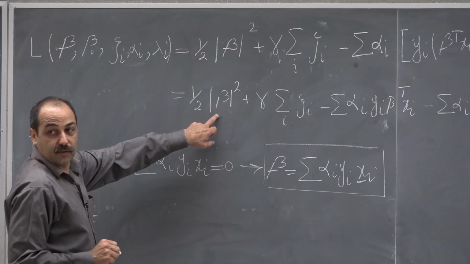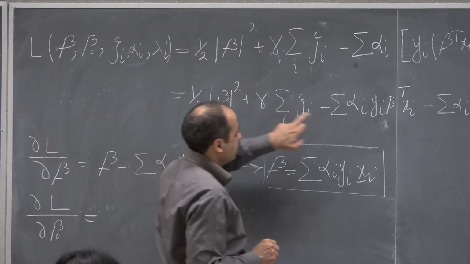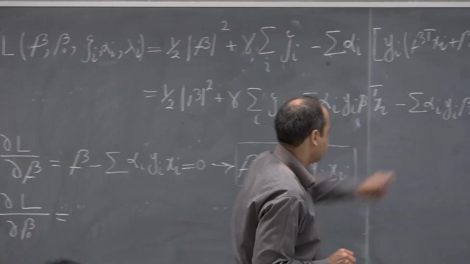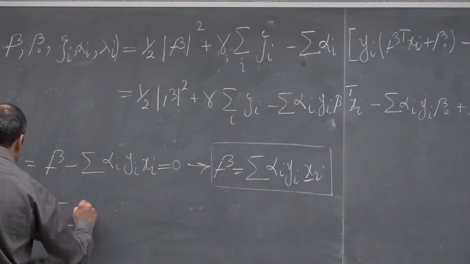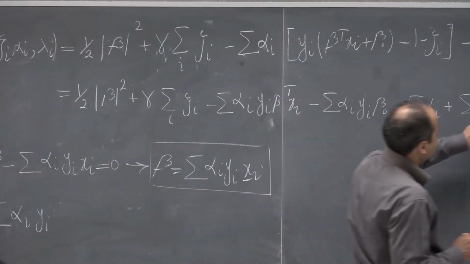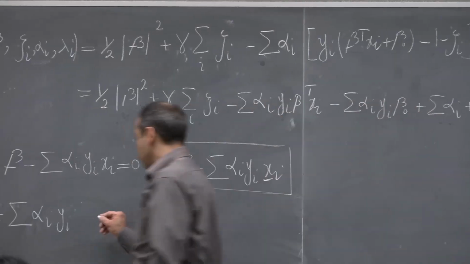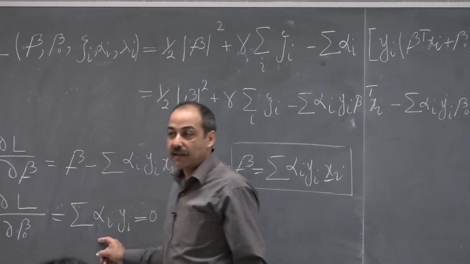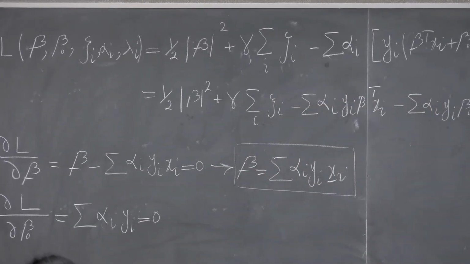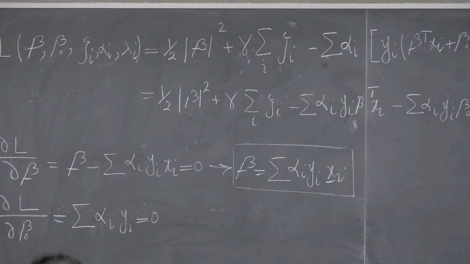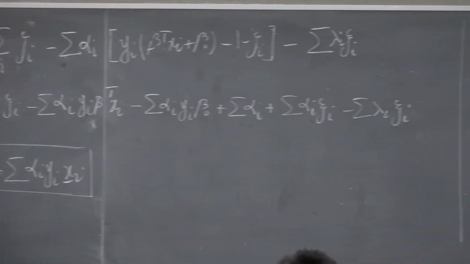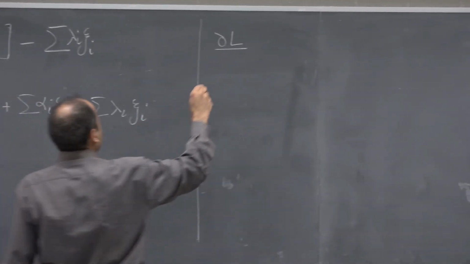This is 0 with respect to beta null. This is 0. This is 0. This is sigma alpha i, yi, 0, 0, 0. This is 0. So we had this also in hard margin. Okay. Take derivative of L. I have a new primal variable, which I have to take derivative with respect to.